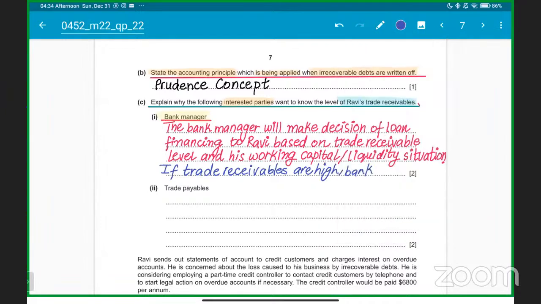If trade receivables are high, bank might not be willing to lend because Ravi might not be able to pay interest and those things. ठीक है? Bank might not be willing to lend. Guys with me following? Due to Ravi having not sufficient funds. Okay, due to Ravi not having adequate funds भी लिख सकते हैं and sufficient funds भी लिख सकते हैं.